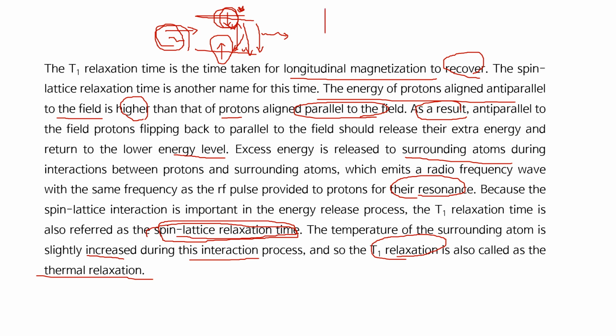This means that the nuclear spin anti-parallel to the field converts to the nuclear spin parallel to the field. So in this process, energy should be released. So energy can be given to the surrounding lattice. So this relaxation is called the spin-lattice relaxation. Spin means the nuclear spin, and lattice means surrounding atoms.